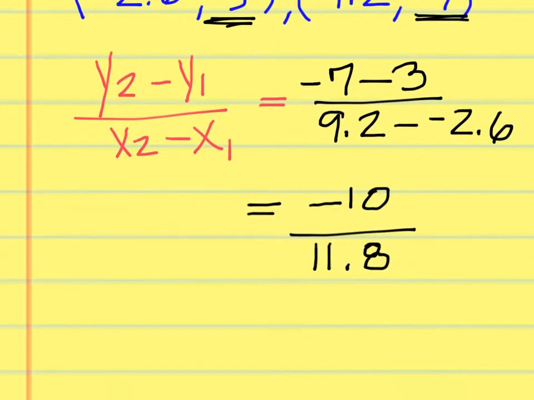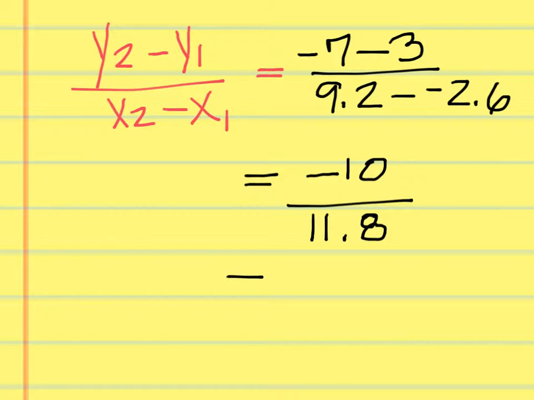Now we're not going to leave our slope in this form. You can't have a negative 10 over 11.8 and just leave it like that. So on your calculator, you should type in a negative 10 divided by 11.8. And your slope will come out to be a negative 0.85, rounded to the hundredths place, which is 2 decimal places.